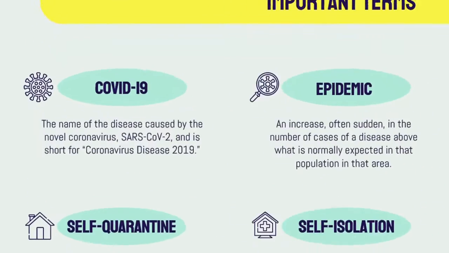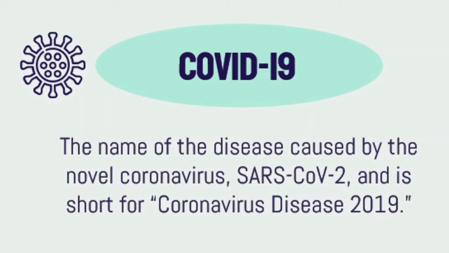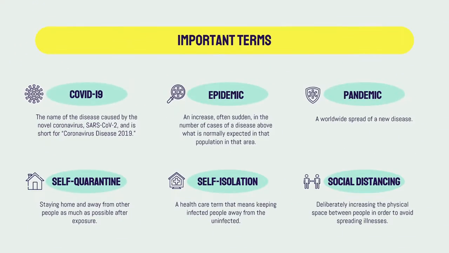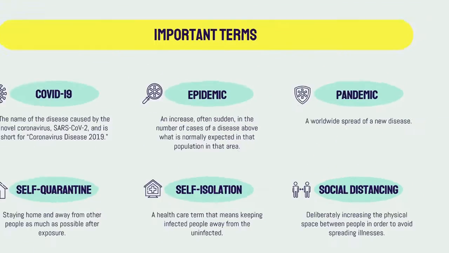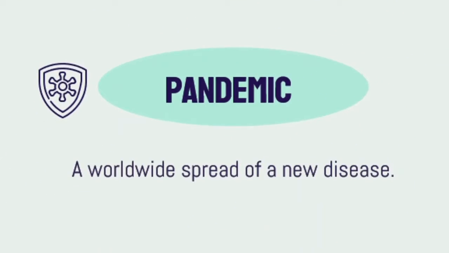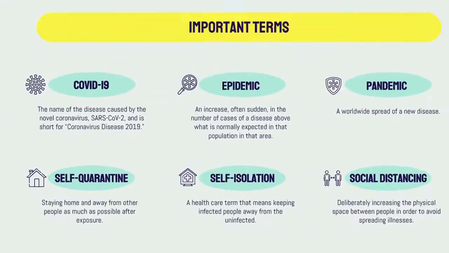Before we start the lesson, here are some important terms to build your vocabulary skill. The first one, COVID-19, is the name of the disease caused by the novel coronavirus, SARS-CoV-2, and is short for Corona Disease 2019. Epidemic: an increase, often sudden, in the number of cases of a disease above what is normally expected in the population in that area. And there is a pandemic: it is a worldwide spread of a new disease.